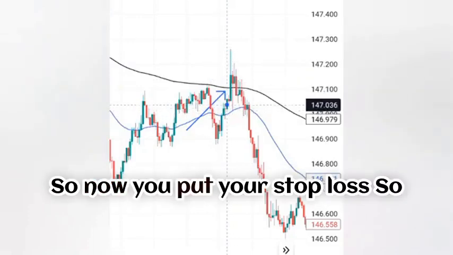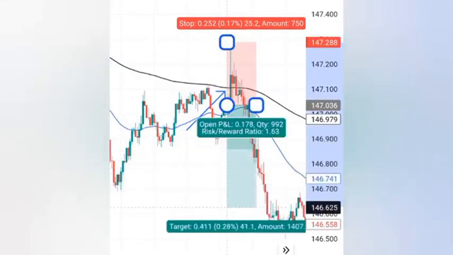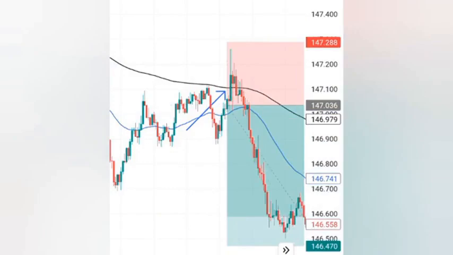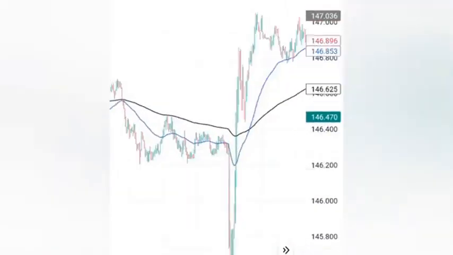Now you put your stop loss somewhere, just that this one was a risky trade. Then you put your TP somewhere. That was a very good scalping trade. Now another one, it is right here.